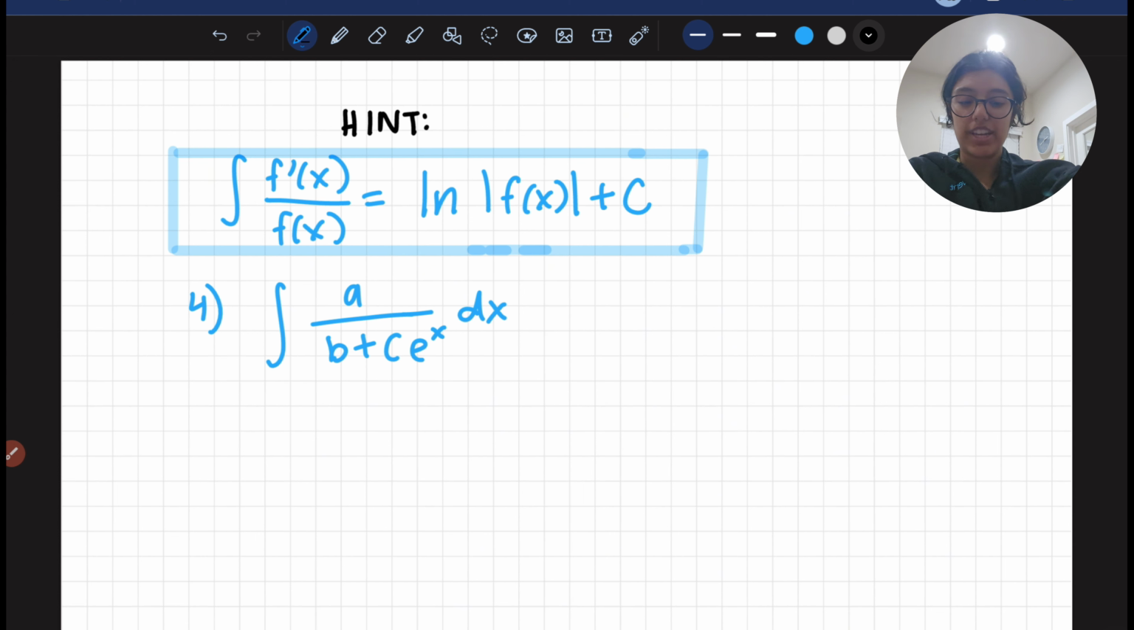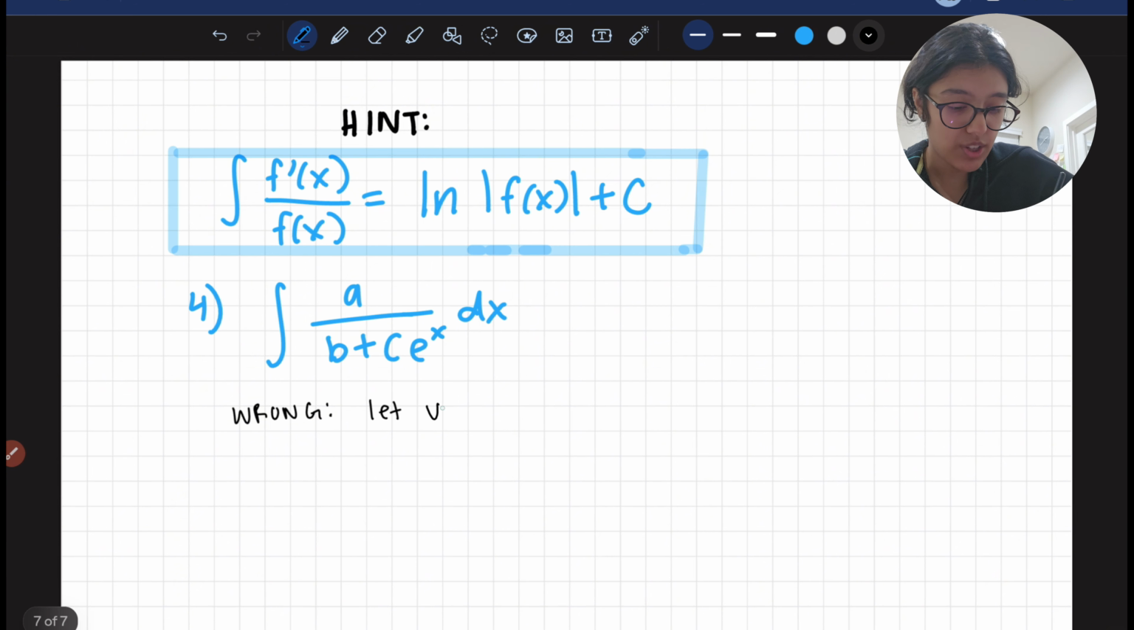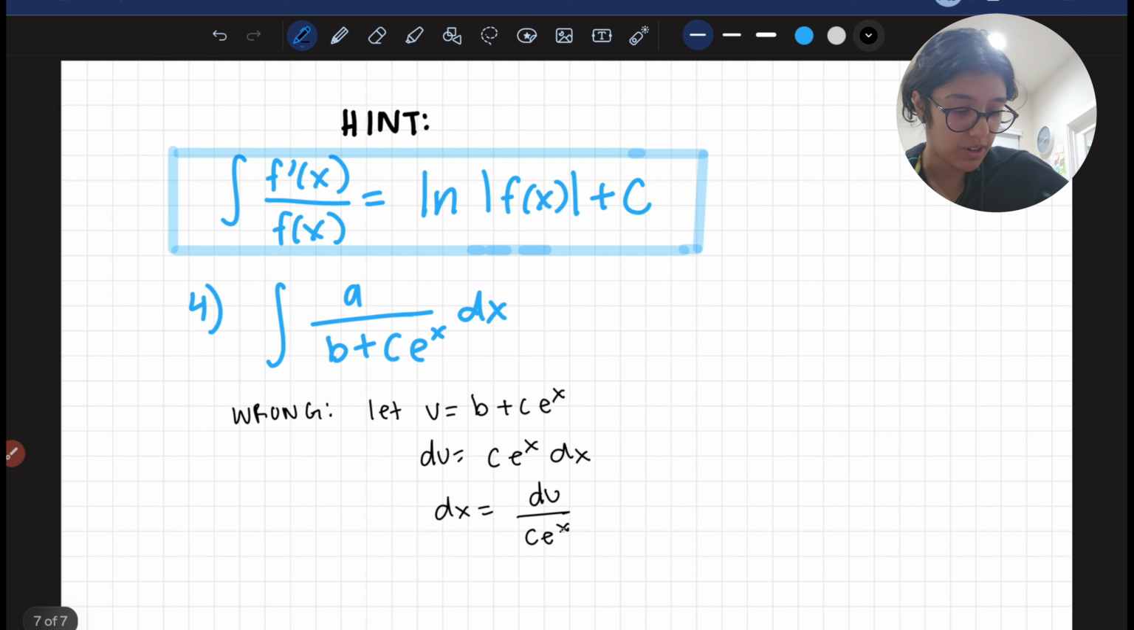Let's actually try it right here. So this is basically the wrong way, but let's see why it's the wrong way. The wrong way is to apply u-substitution directly. So let u equal, I'm going to say, the denominator. So b plus c e to the power of x. We have to take the derivative of both sides. So we have c e to the power of x dx. I'm going to solve for dx. That is du over c e to the power of x.